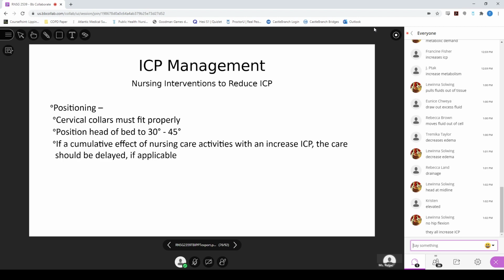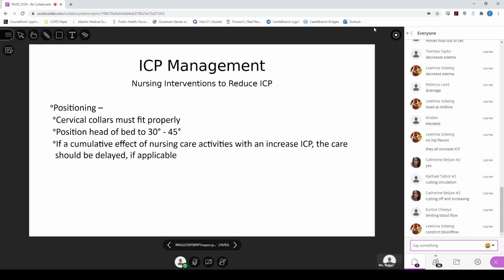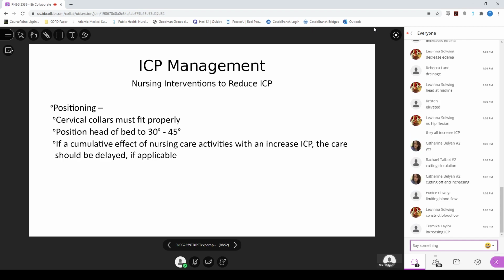Cervical collars must fit properly. If a cervical collar is too tight, what's it doing? Yes, you're right. It's constricting the blood flow into the brain or out of the brain, so it does not allow for adequate circulation. So you have to make sure it's not too tight and that it fits properly. Head of the bed needs to be positioned at least 3 degrees.